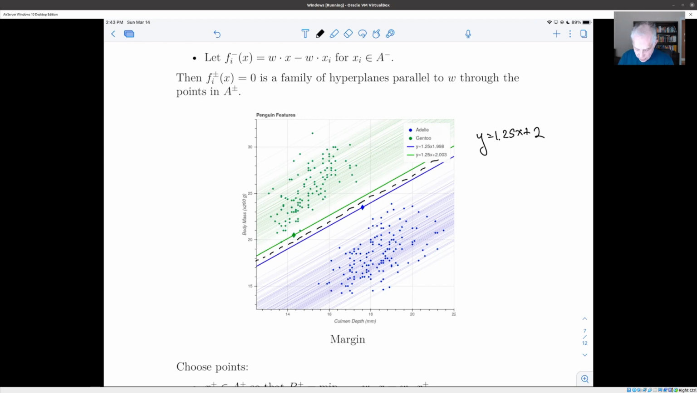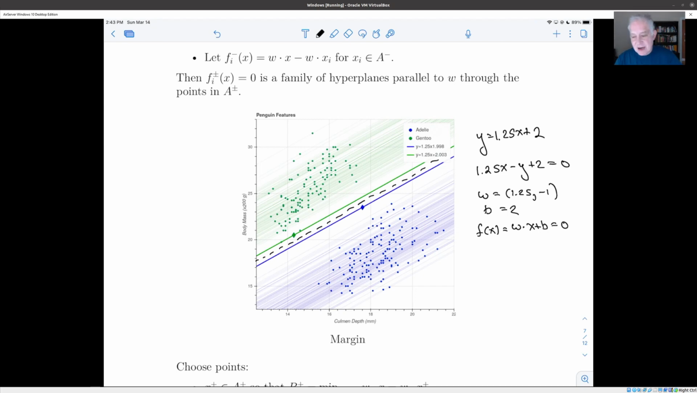And in order to work with this, we need to put this into our vector form. And to do that, we have to write this as 1.25x minus y plus 2 equals 0. In other words, w is (1.25, -1), and b is 2, and f of x is w dot x plus b equals 0. That gives our line.